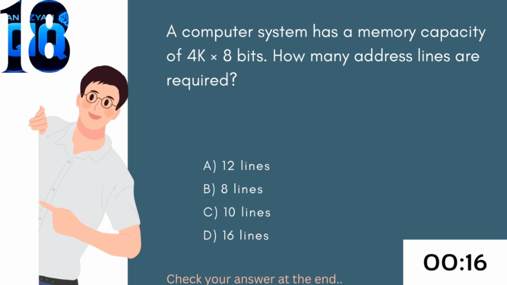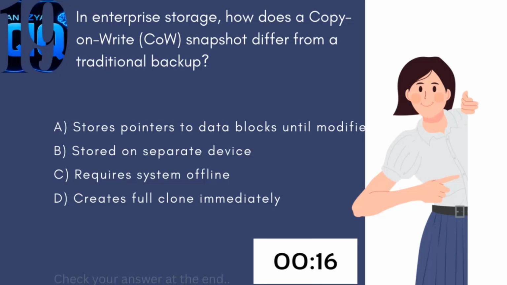Understanding this is crucial because the number of address lines directly impacts how the system accesses memory and how complex the addressing circuitry needs to be. Remember, the more address lines we have, the larger the address space, and the more flexible our memory management becomes. So, in summary, for a 4K memory capacity, we need 12 address lines. This number is fundamental in designing the memory architecture and ensuring efficient access to data across the system. Check your answer at the end.